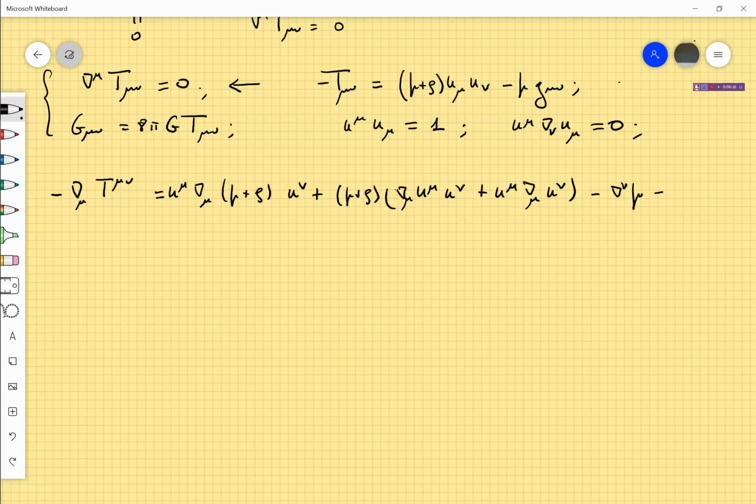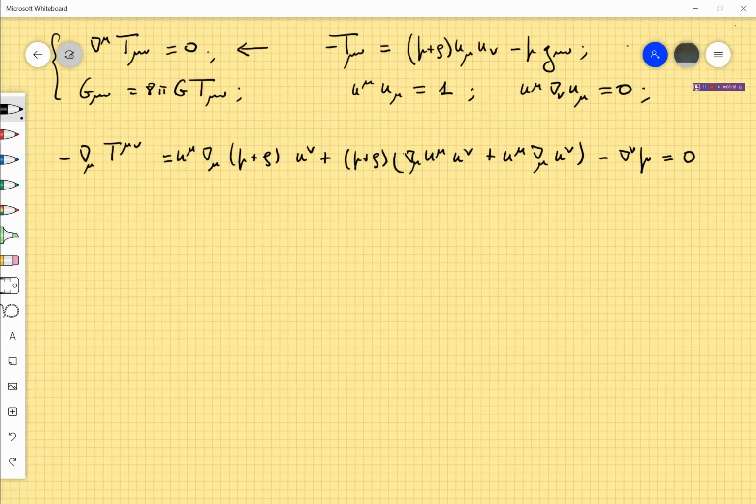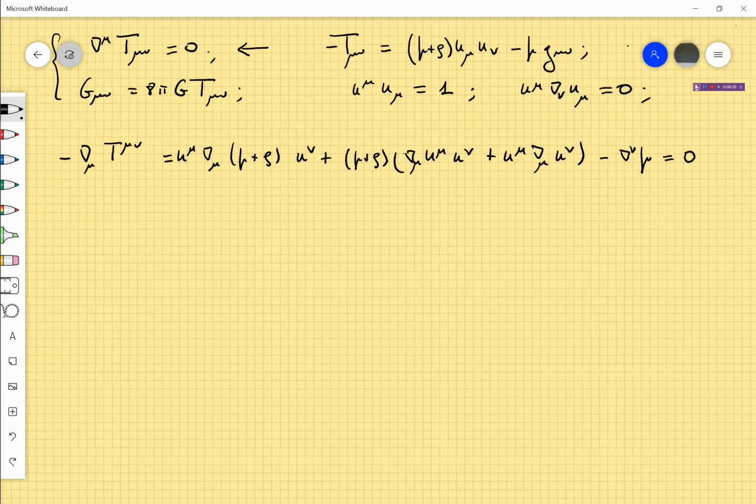And all this equal to 0. Now we are going to project this equation into the direction of the velocity. So I multiply everything by u^ν. I take into account that u squared is 1.